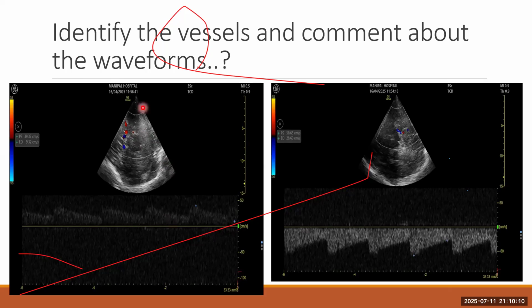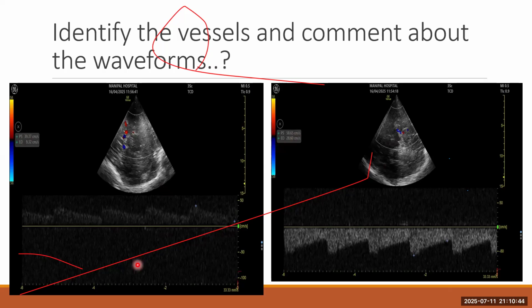So first image is ipsilateral P1 segment. Yeah. Here we can see the midbrain, right-hand side of the image. So something is winding around that. It is P2, right? P2, I said P2. So what are the differences which you can note here? P1 has a peak systolic velocity of 39, whereas P2 has a peak systolic velocity of 58. So what could be the implication?